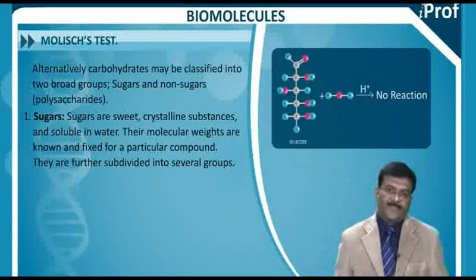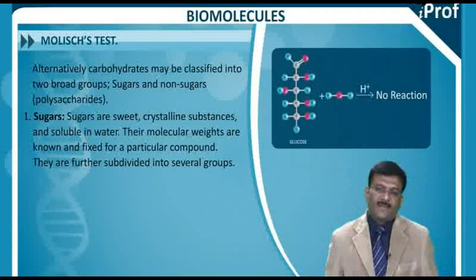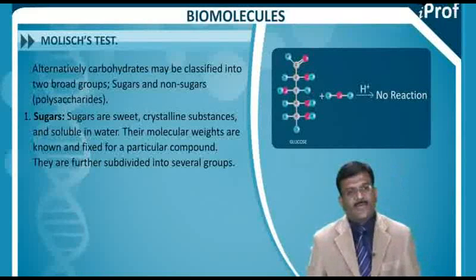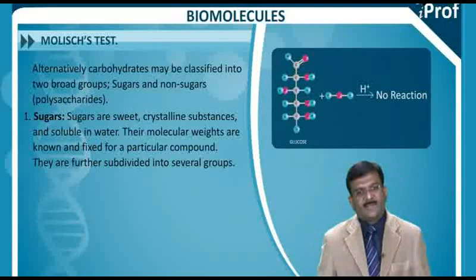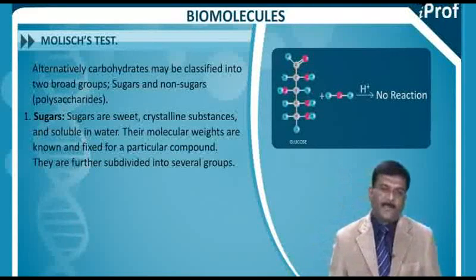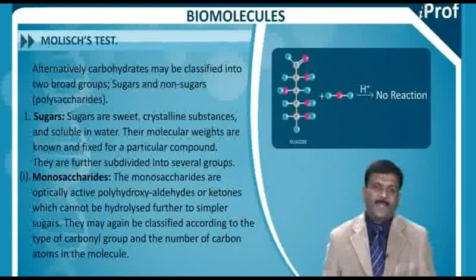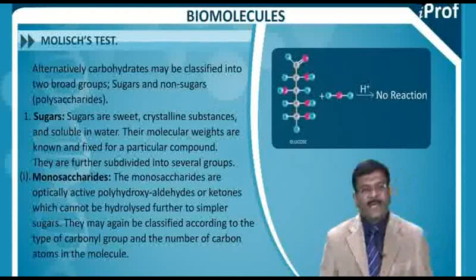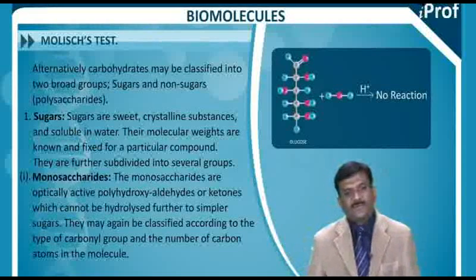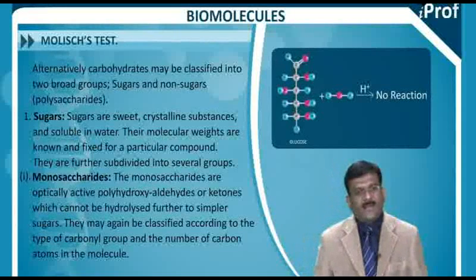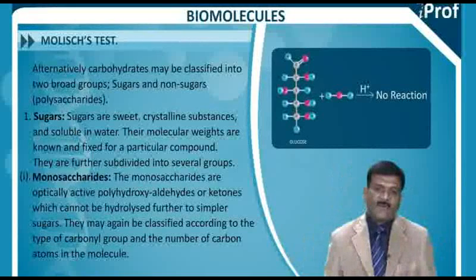First, sugars. Sugars are sweet, crystalline substances and soluble in water. Their molecular weights are known and fixed for a particular compound. They are subdivided into several groups. Monosaccharides. The monosaccharides are optically active polyhydroxyaldehydes or ketones which cannot be hydrolyzed further to simpler sugars. They may again be classified according to the type of carbonyl group and the number of carbon atoms in the molecules.